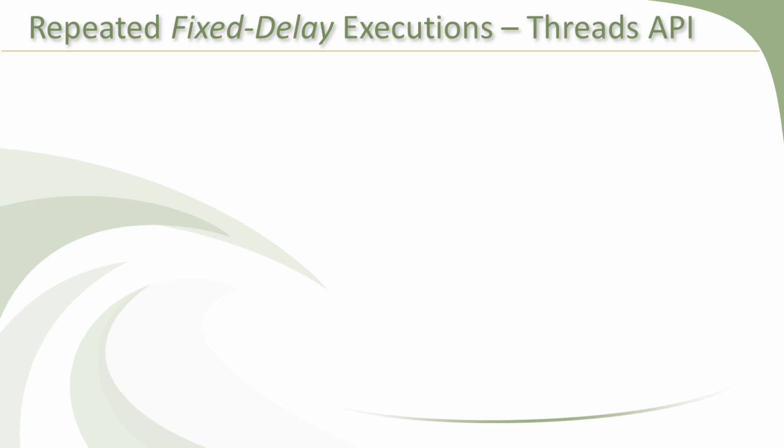Here we will learn what repeated fixed delay executions are and how to use the Threads API to schedule tasks for the same. As discussed previously, Timer and TimerTask classes are the only ones used for repeated executions using the Threads API, whether for fixed delay or fixed rate.